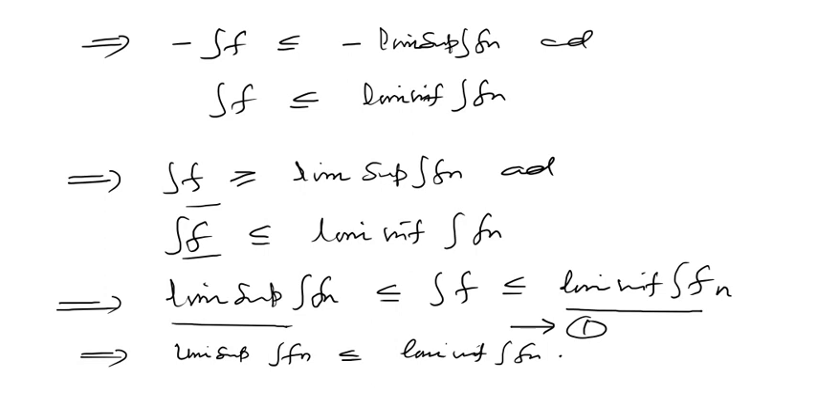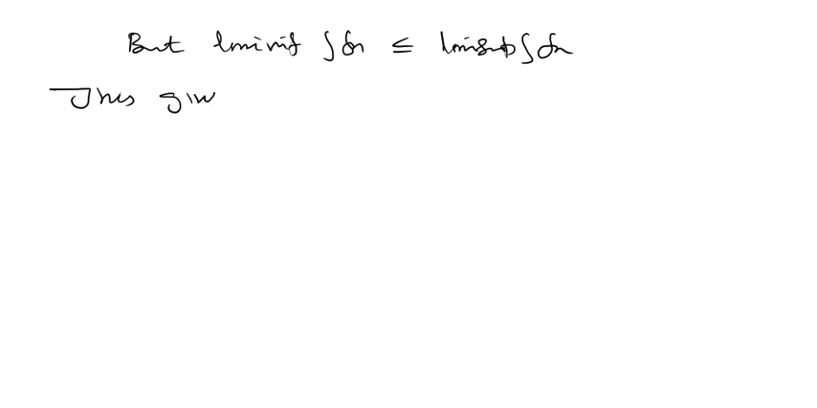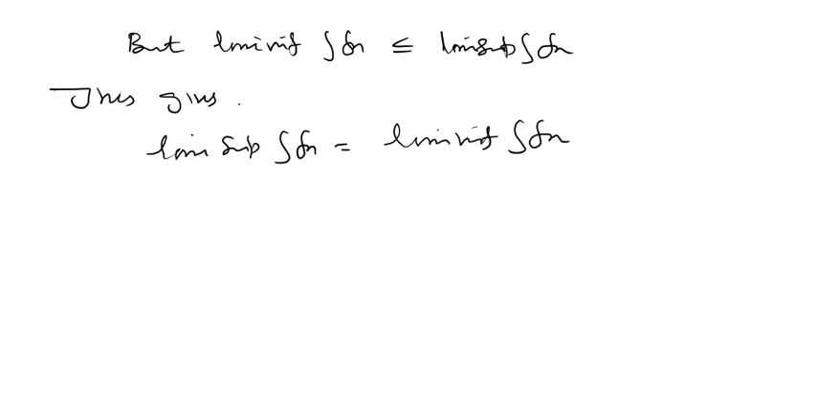But the reverse inequality is always true: the limit inferior of the integral of fn is always less or equal to the limit superior of the integral of fn. So this gives that the limit superior of the integral of fn is the same as the limit inferior of the integral of fn. So that means this limit exists because both are the same. This is equal to the limit of the integral of fn.